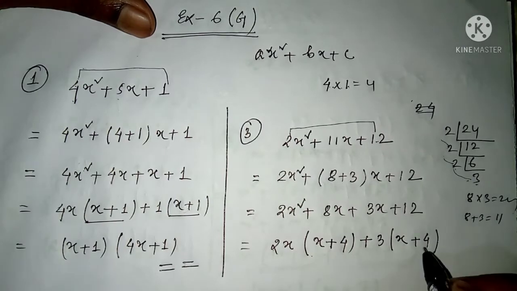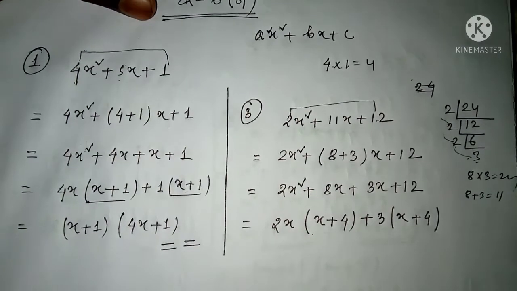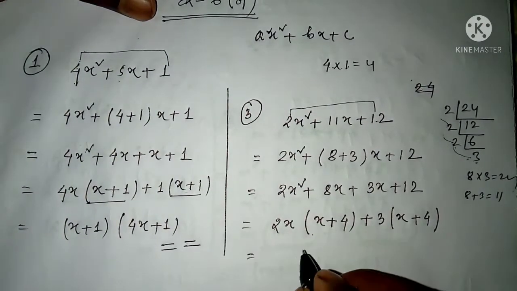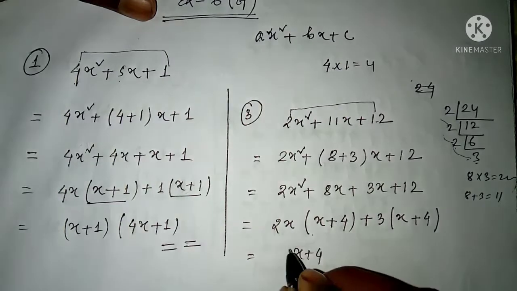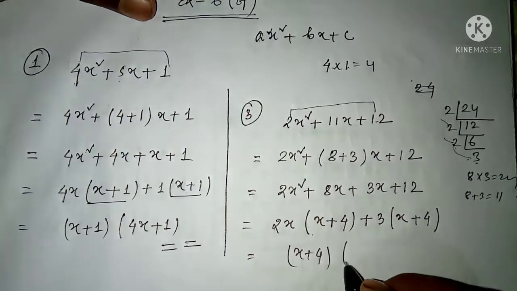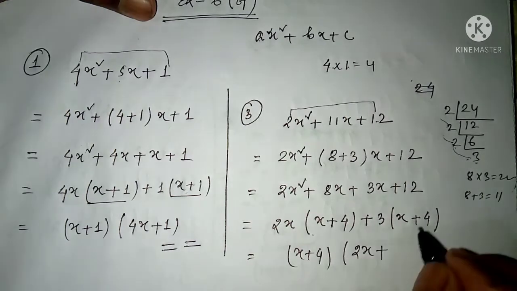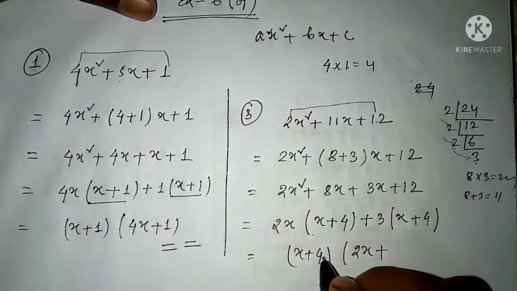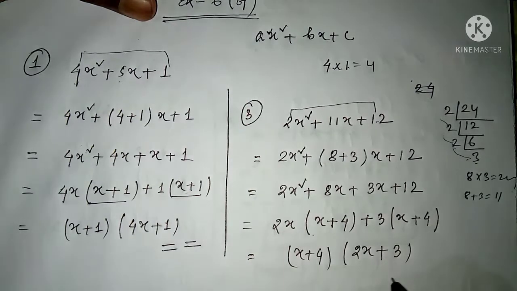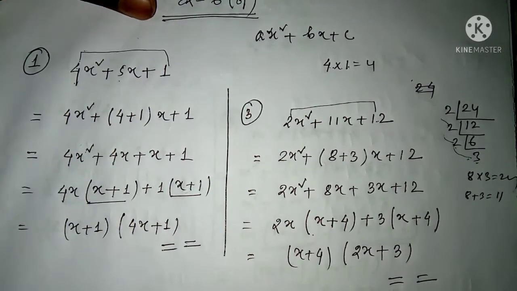Then see, x plus 4, these two are matching. Then you take x plus 4 common from here, and so 2x will remain here, and plus, from here also x plus 4 is taken out, so plus 3 will remain. So this is our answer to the third question.